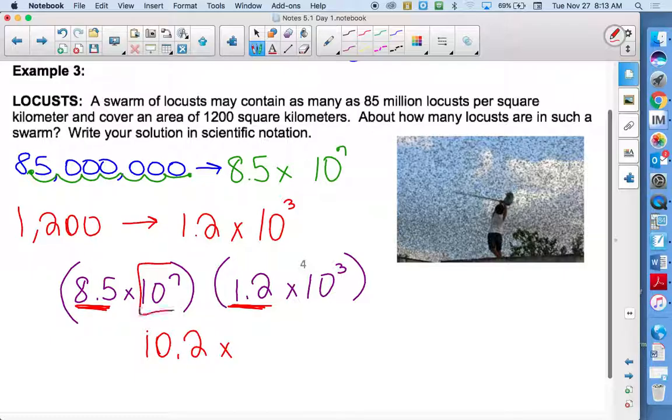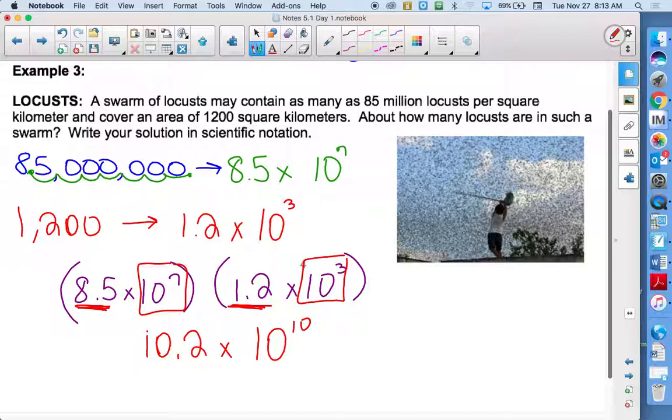And then we have 10 to the 7th and 10 cubed. So if the base is the same, Abby, what would you do with those exponents? You add them. So this would become 10 to the 10th. So you're multiplying the parts that are the same. So the numbers in front get multiplied together. The exponents, when you have an exponent and the base is the same, you're adding the exponents.